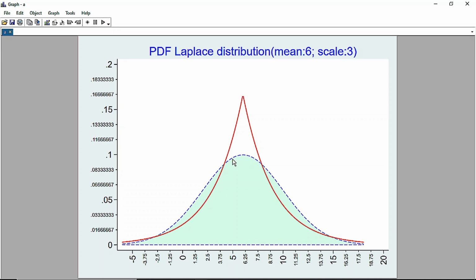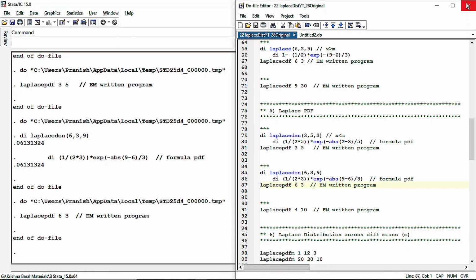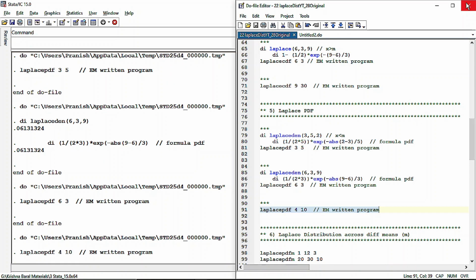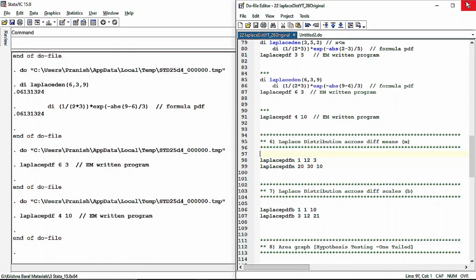And in the backdrop, we have a normal distribution with the mean and variance equal to the mean and variance of this Laplace distribution. Now let us see another example in which the value of m is 4 and the scale parameter b is equal to 10. And let us see what the PDF looks like for these parameters. Now let us draw the PDF of the Laplace distribution for different means ranging from 1 to 12 and the scale parameter b in a single graph. And let us see what it looks like.